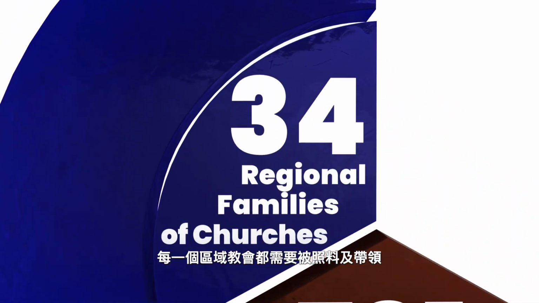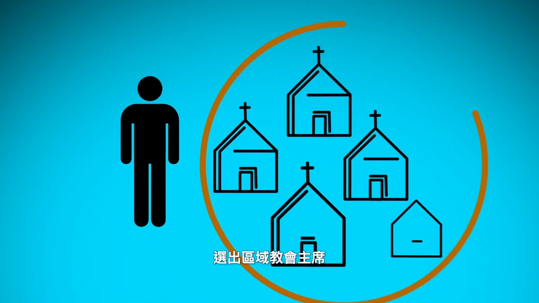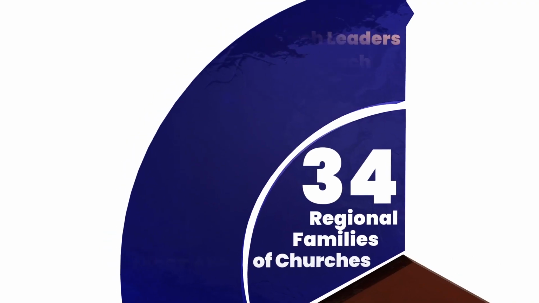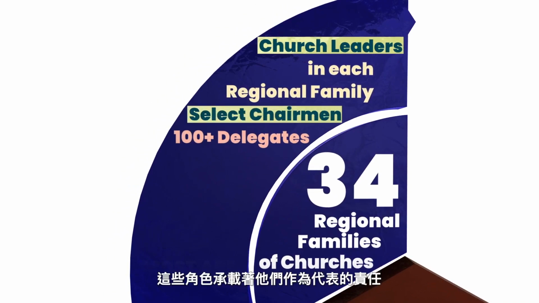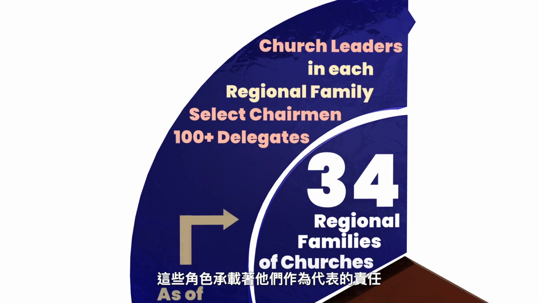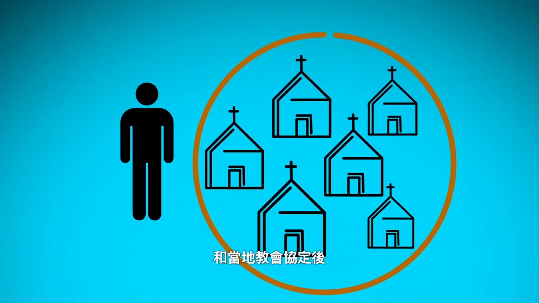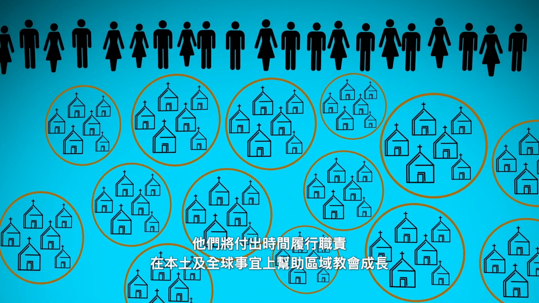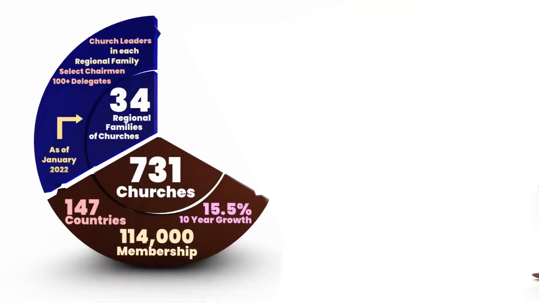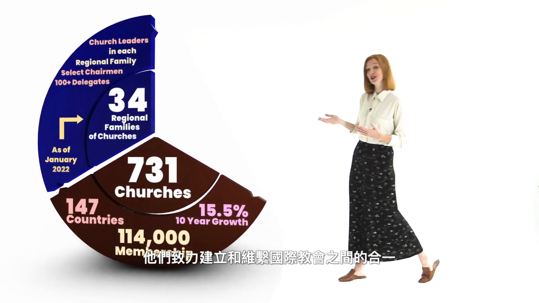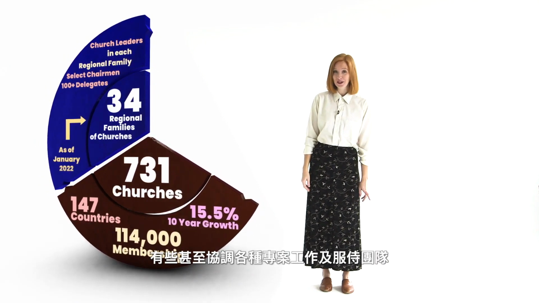Each of these families needs to be organized. So from among the leadership of individual churches in each family of churches, regional family chairpersons have been chosen. These roles carry with them representative responsibilities, and in some cases, they also serve as a lead couple for the families of churches, with the agreement of their local congregations to donate their time to help with the responsibilities of their particular family of churches, both on a local and global level. They aim to build and maintain unity among churches globally, represent their region in all discussions, and some even coordinate various task forces and service teams.